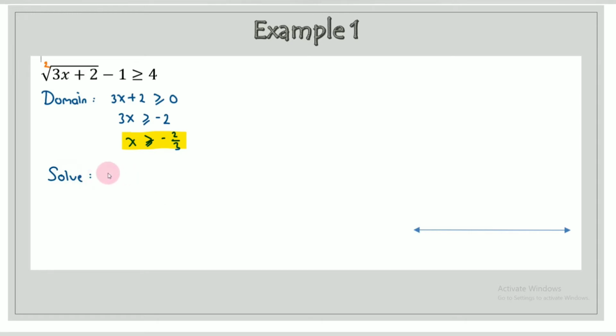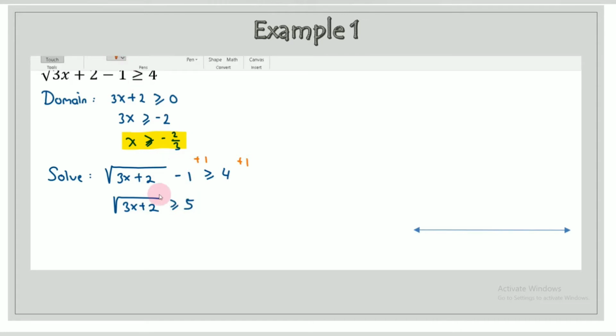So let's solve the inequality. Let me write down the problem again. The first step, as we recall from equations, is to isolate the radical. So let's add 1 to both sides, and then we have the square root of 3x plus 2 is greater than or equal to 5. After we isolate the radical, let's get rid of it by squaring both sides. When we square both sides, in the end we have 3x plus 2 is greater than or equal to 25.